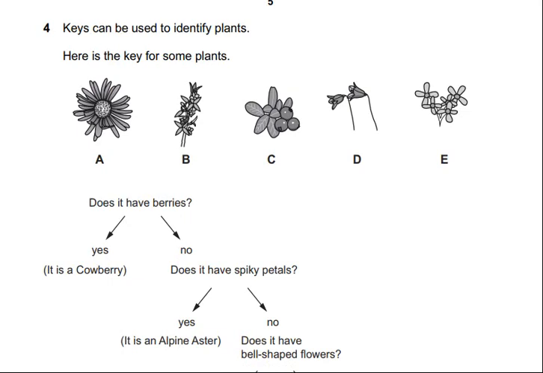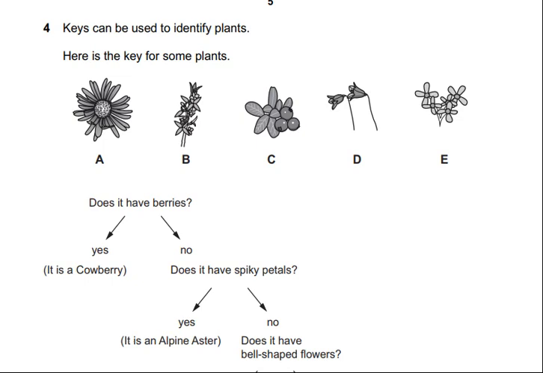Question number 4. Keys can be used to identify plants. Here is the key for some plants. So we've got 5 plants here, A, B, C, D, E. And we've got some questions here. We use these questions to identify the plants.